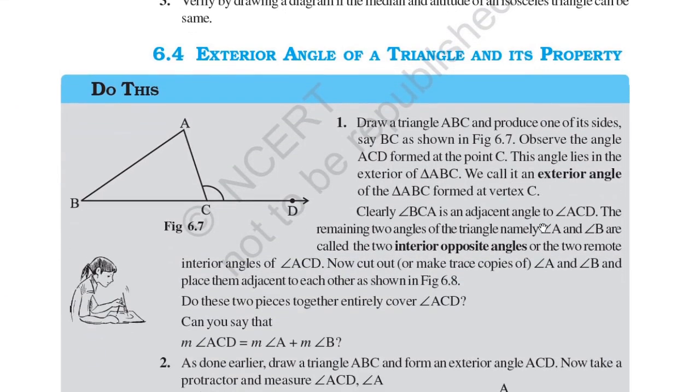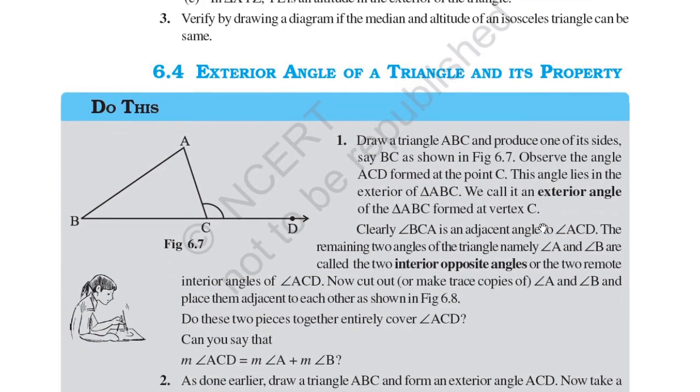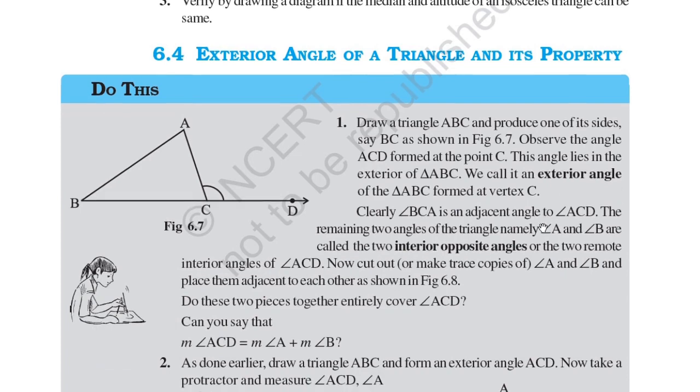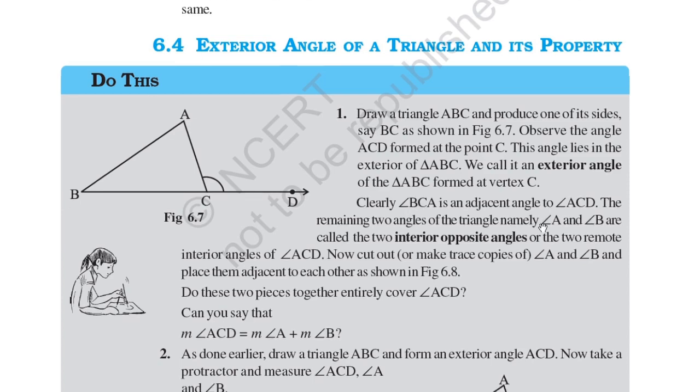Exterior angle of a triangle and its property. So you can see exterior angles of a triangle. Draw a triangle ABC and produce one of its sides, say BC, as shown in figure 6.7. So one side is BC, and observe the angle ACD. You can see the angle ACD here.